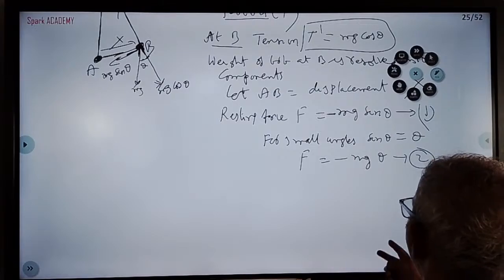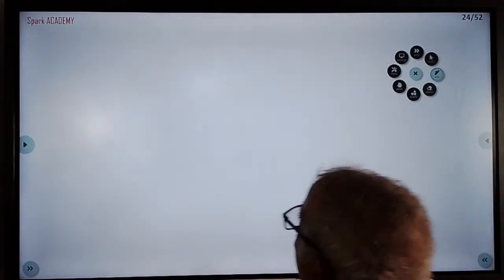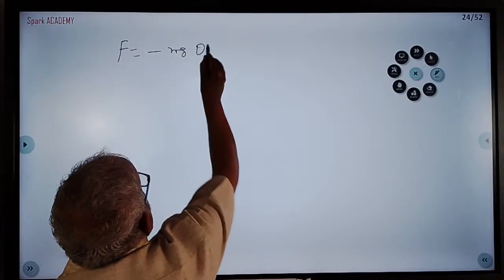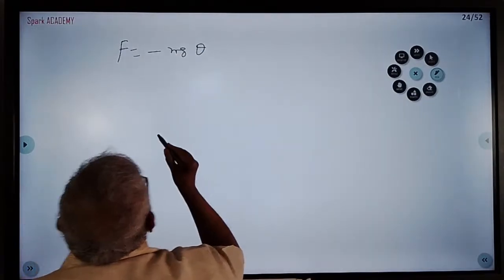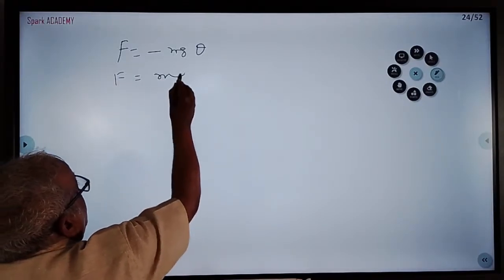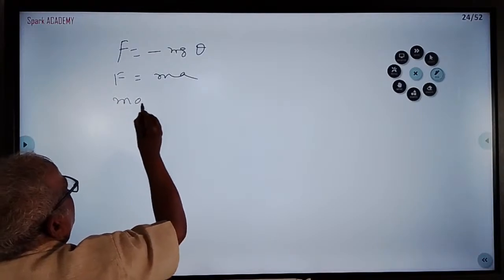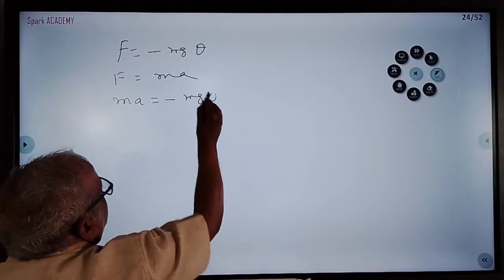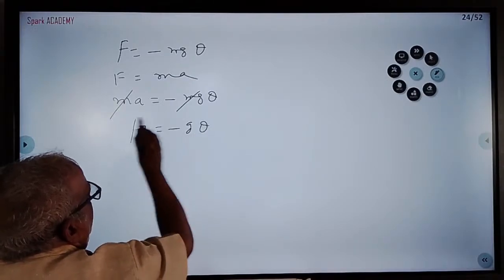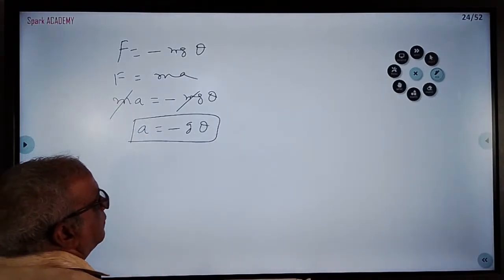Okay, students, I am writing in the next page. Force, what is force? Minus mg theta. From diagram, we know F is equal to ma. So ma is nothing but minus mg theta. Mass m gets cancelled. a will become equal to minus g theta.